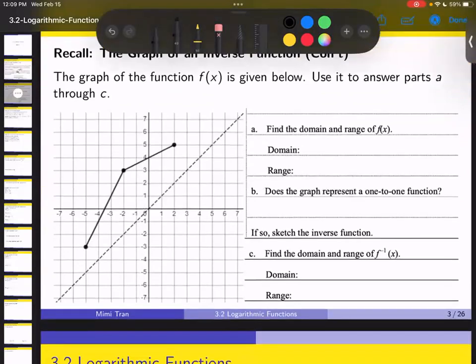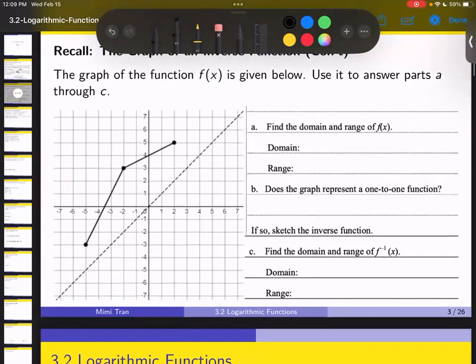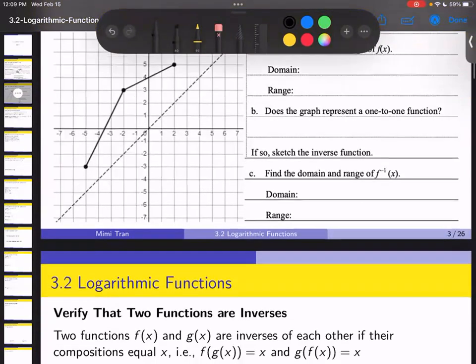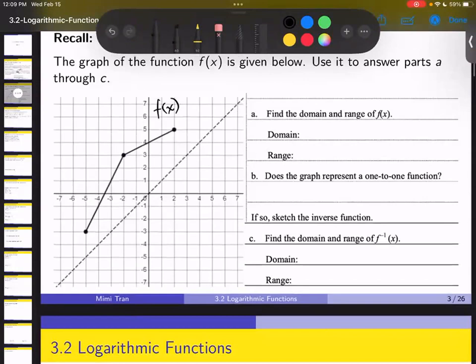Let's take a look at this one. Find the domain and range of f of x. So the one you see in black there is f of x. What is the domain of f of x? Where does it start and where does it end on the x-axis? Where does it start? No, very good. Thank you. -5 to 2, right? Domain is all your x values.